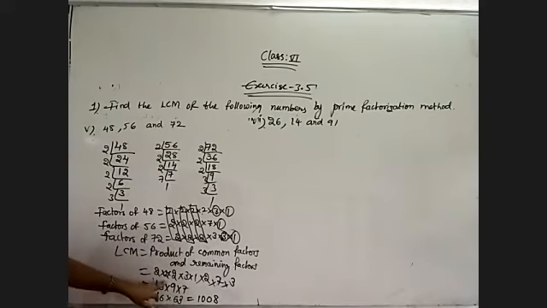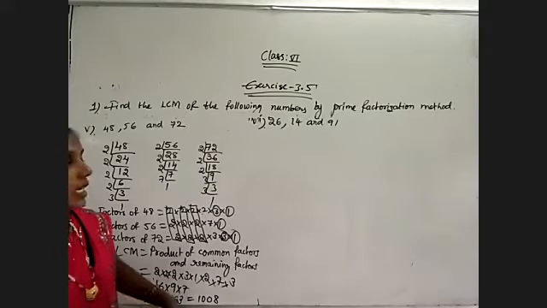So 2 2s are 4, 4 2s are 8, 8 2s are 16, and 3 3s are 9, and 7 only once. So 16 into 9 into 7, that is nothing but 7 9s are 63. 16 into 63, 16 3s are 48, 4 will be carried. 16 6s are 96, 96 plus 4 is 100. So 1008 we will get as the LCM.